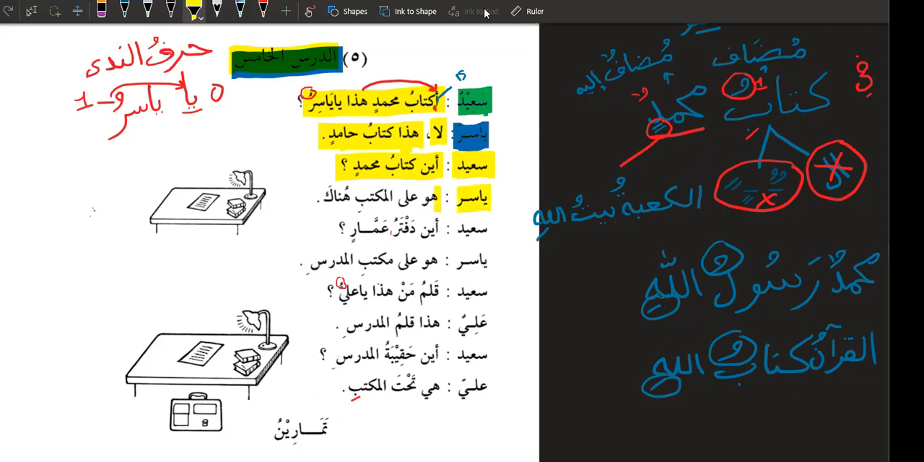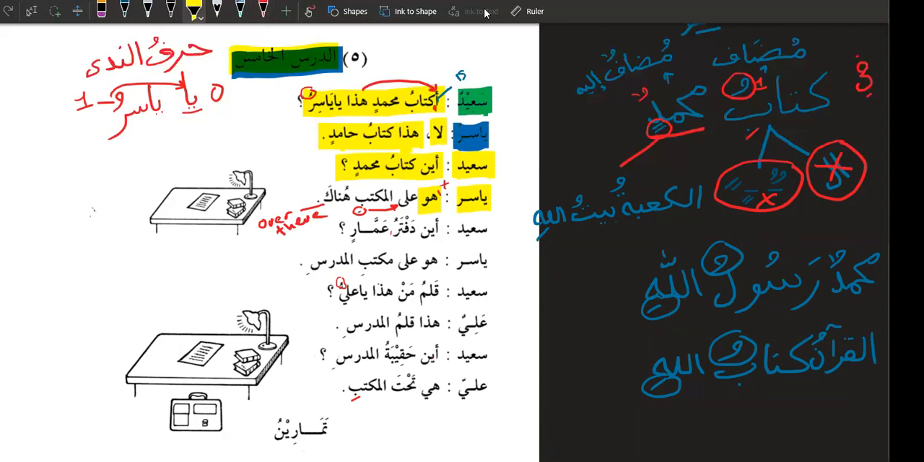And Yasir says, هو. Remember, هو translates as it. هو على المكتب. So the حرف الجر. هو على المكتب هناك. So it is on the desk. هناك means over there. هناك, over there. It's like ذلك. Okay. هو على المكتب هناك. It's on the table or the desk over there.